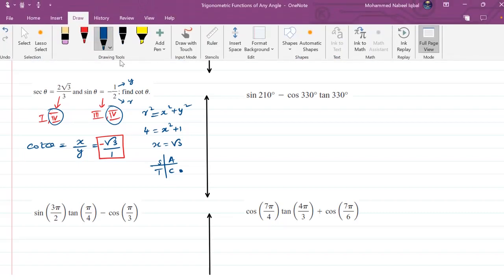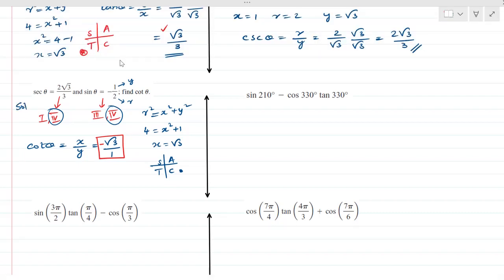That's it. Now, the next one, we have a set of equations which is given. I have to solve this set of equations. How will you solve? First of all, I will go with this one, sine 210 degrees. How will you find this one? Sine, what is the reference angle?